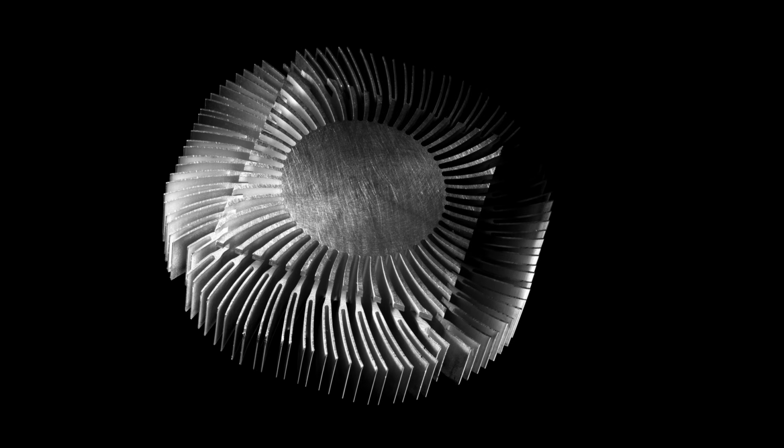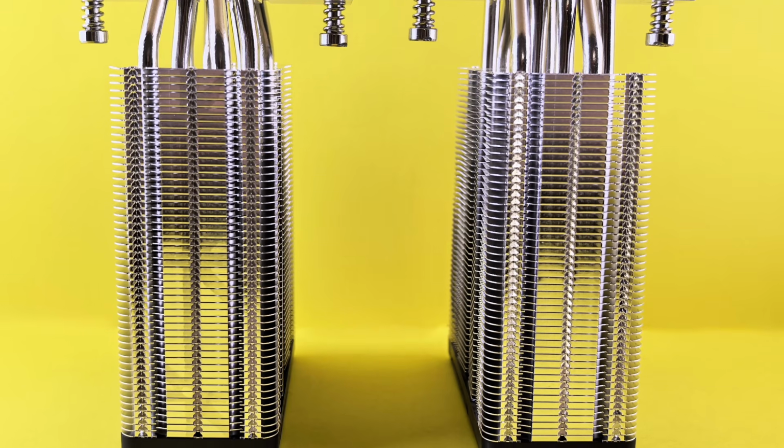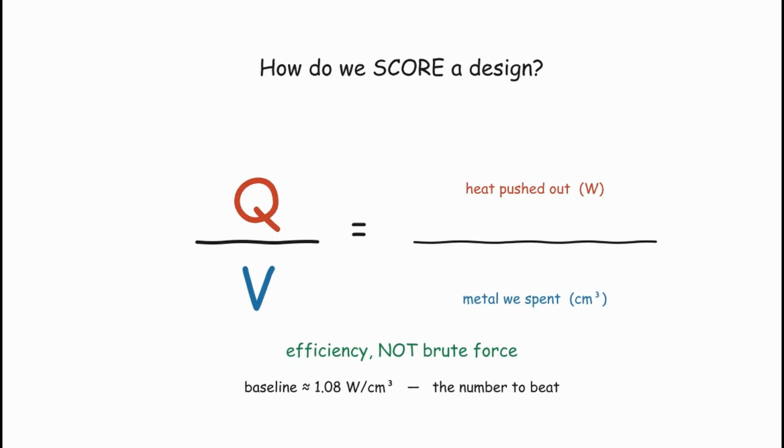I could always get rid of heat by just making the heatsink enormous, more metal, more surface, more cooling. But that's not clever, that's just expensive and heavy. So the number we actually care about is this one, Q over V. Q is the heat we get rid of in watts. V is the volume of aluminium we spent to do it. Watts per cubic centimeter, it rewards efficiency, not brute force.